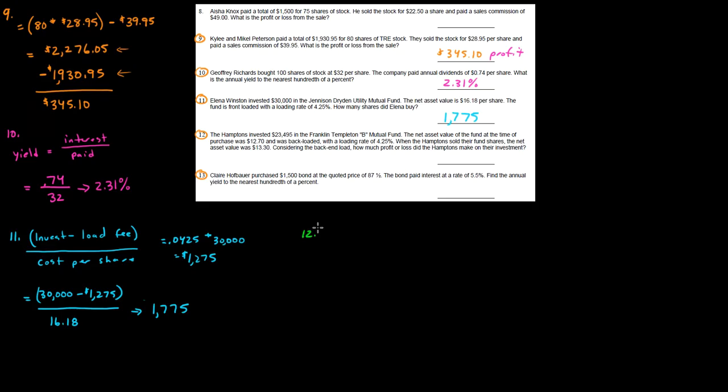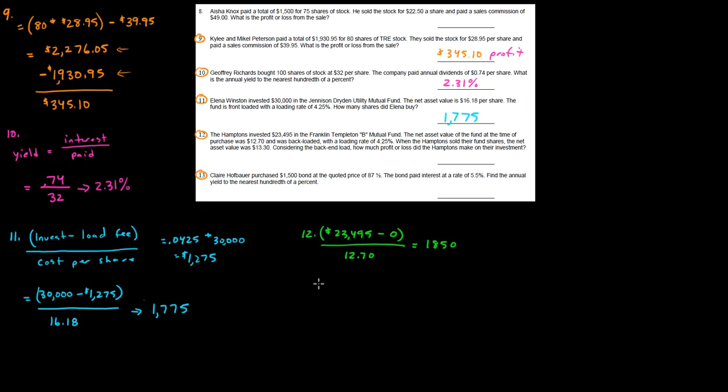So first of all, we need to know how many of these did they buy. So we've got to find the investment amount was $23,495. There was no preload. It's a backloaded fund. So we subtract 0 because they paid nothing up front. The purchase price was $12.70. So that looks like they purchased 1,850 of these.